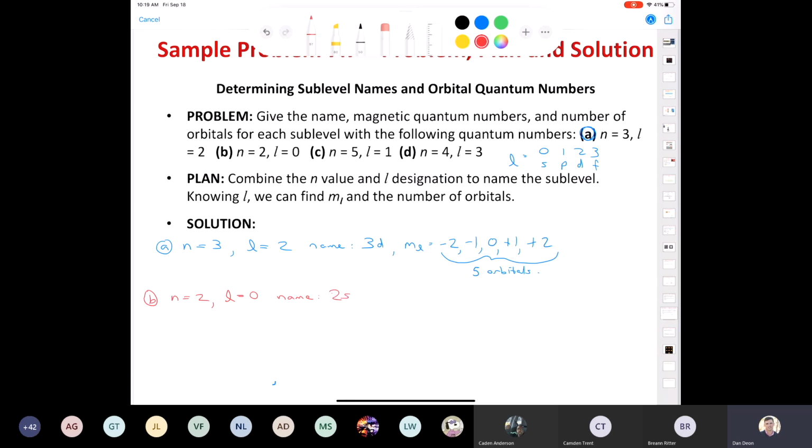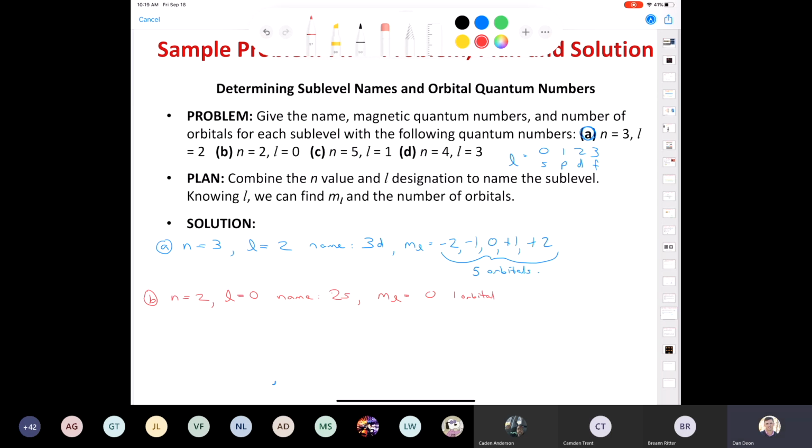It's a 2s orbital. We got a 2s orbital. What are our values for ML? Well, if it's an s orbital, we've only got one value for ML, and that's 0. And so we have 1 orbital, because every ML value is an orbital.